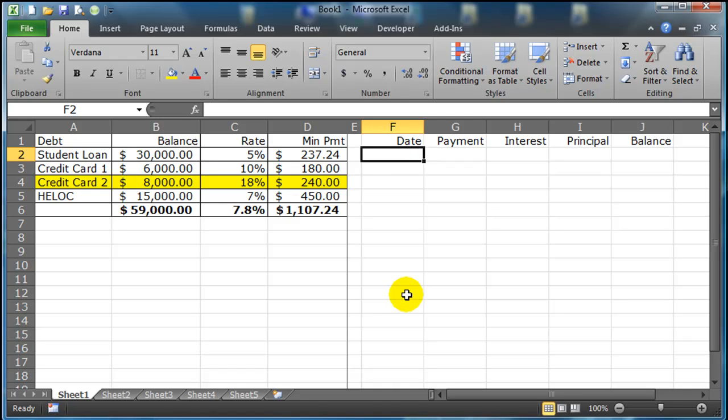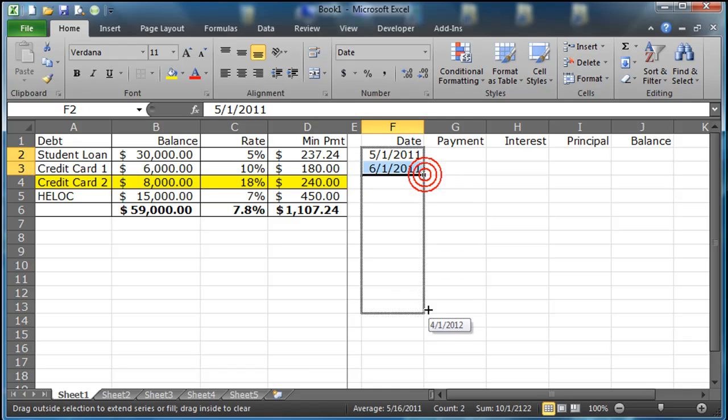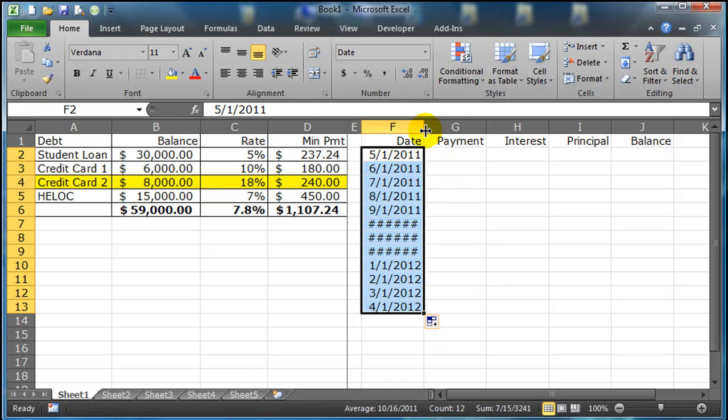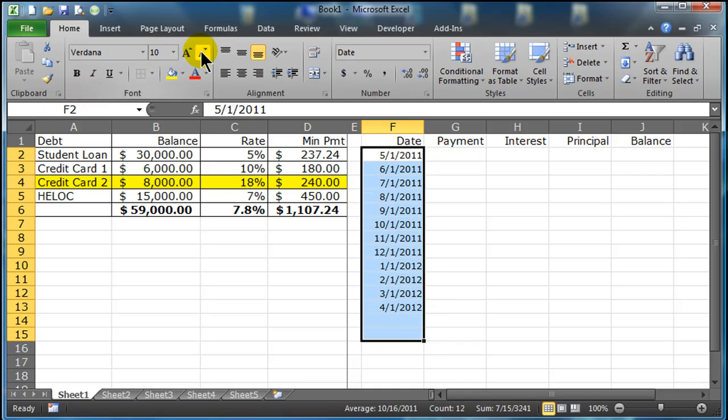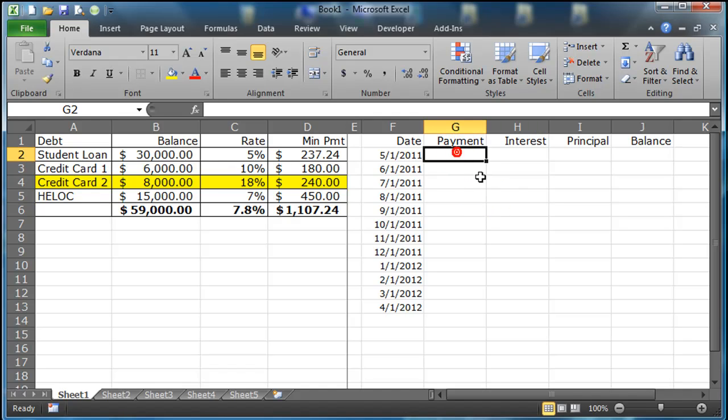So what is today? It's April 6th, so I'm going to pretend we're starting on May 1st, 2011, and then I'll do 6/1/2011. So I got a couple months in there, and I'll autofill that down just a bit so we can see what's going on. In fact, I will also take these and reduce my font size a bit so it's a little tinier. Now for payment, I want this to change. I want to pretend that we're only going to pay the minimum payment on this, but our minimum payment's going to change time by time.